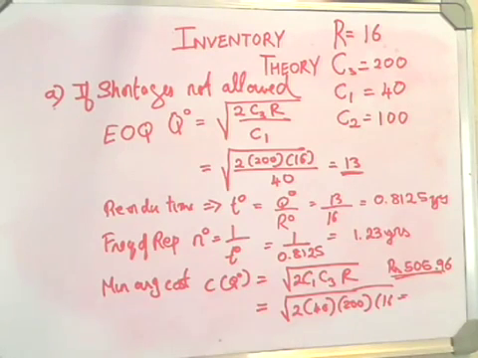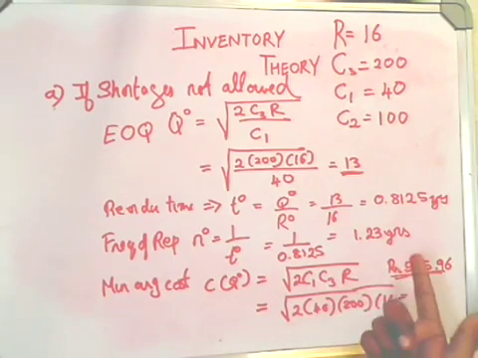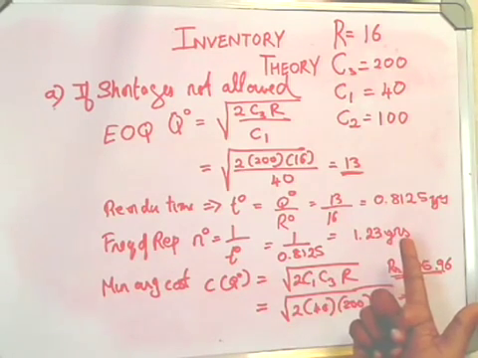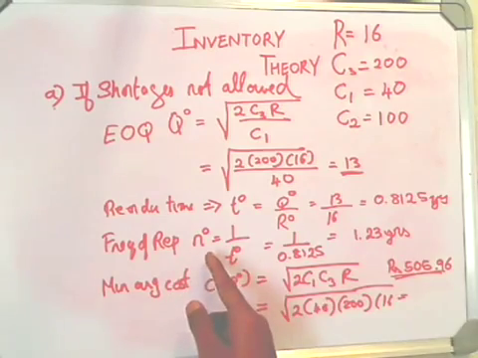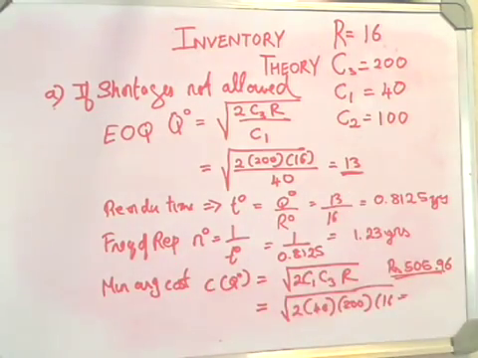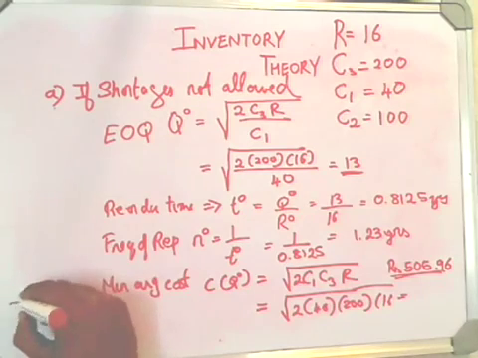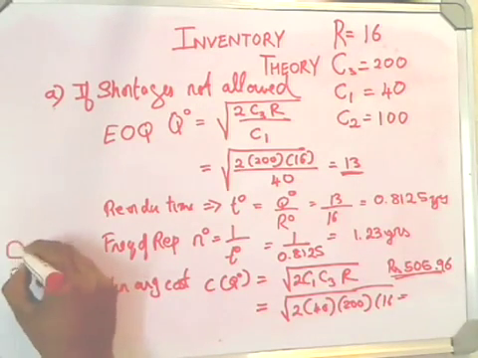Then reorder time. How often do you reorder? That is how long does it take? 0.8125 years. Sorry, frequency of the replenishment. That is how often do you have to get this 13, the quantity, back into your stock regularly. Minimum average cost. How much does it cost you for placing this order? That would be 505.96.